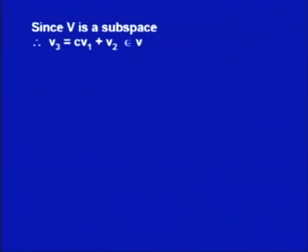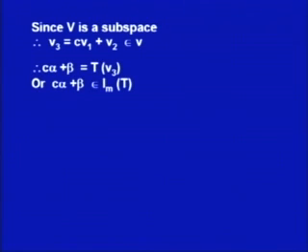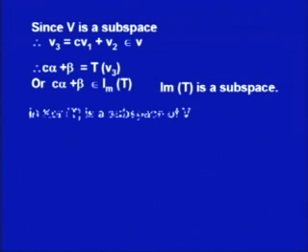Let us call this vector V3. Then C alpha plus beta is equal to T of V3. That means C alpha plus beta is an image of V3, and that means C alpha plus beta also belongs to image T, and this proves that image T is a subspace.